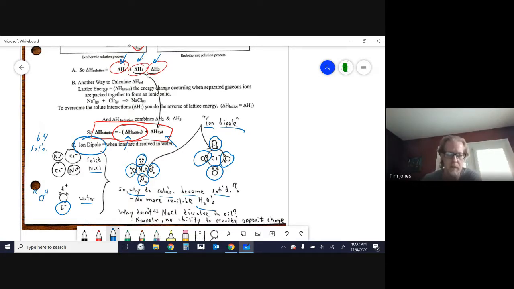I mentioned here, why doesn't NaCl dissolve in oil? Well, oil is nonpolar, and it can't provide this opposite charge like in the situation we have drawn here with the ion dipole, and that's why it doesn't work.